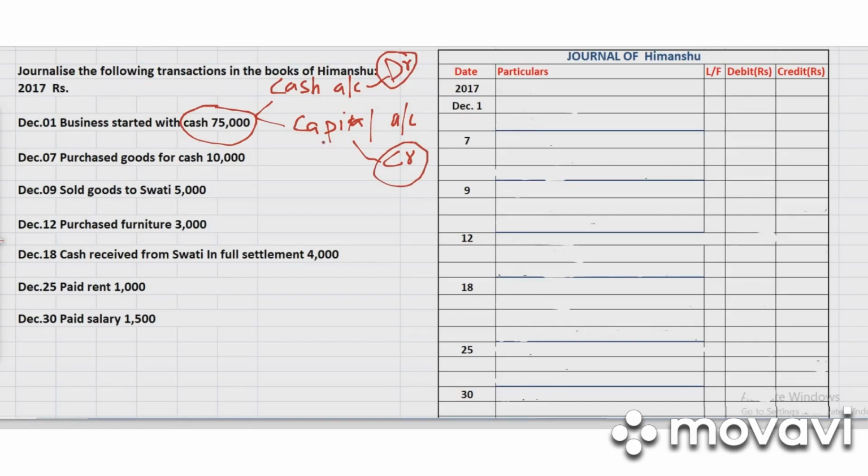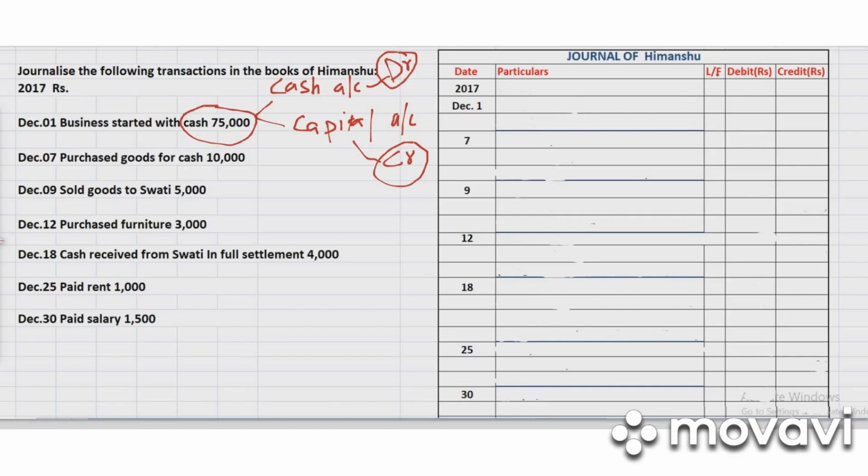So now the big question is how this journal entry is written in the journal. As you can see, this is the journal of Himanshu, and here is the format I have drawn. The first column is the date column, the second column is the particulars column, the third column is ledger folio, the fourth is debit, and the fifth is credit. In the date column we write the date in chronological order, date by date, as and when it happens. In the particulars column we write the journal entry along with the narration.